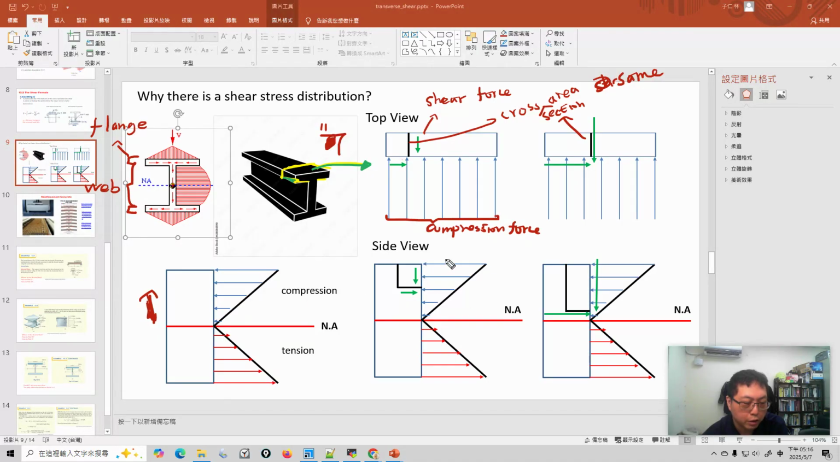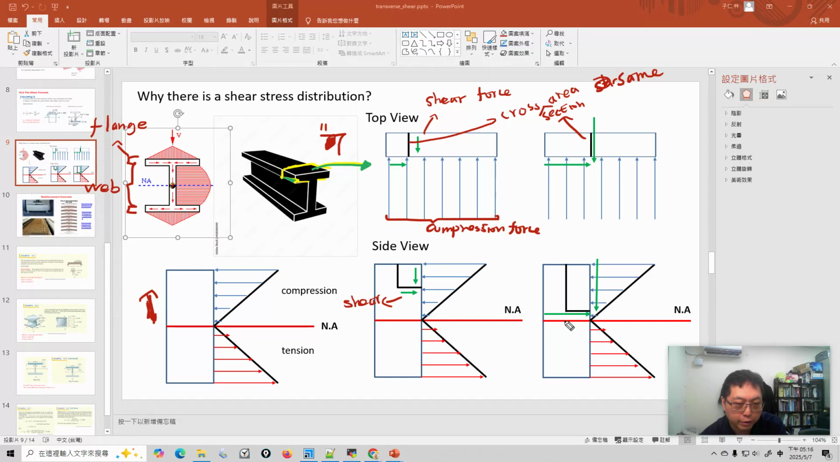This section is under the compression force and compression stress, so it must generate shear force to reach the rigid body equilibrium. Okay, so let's look at this section.